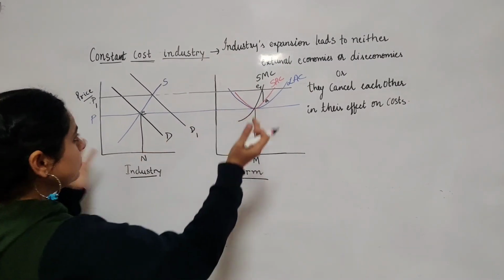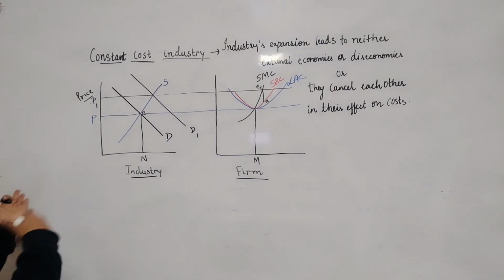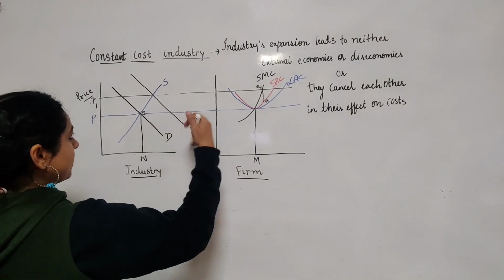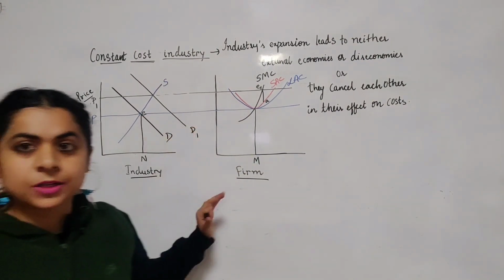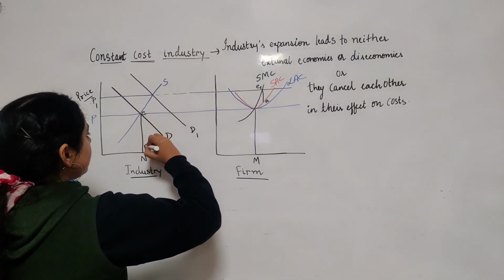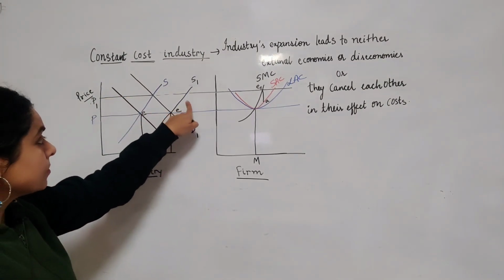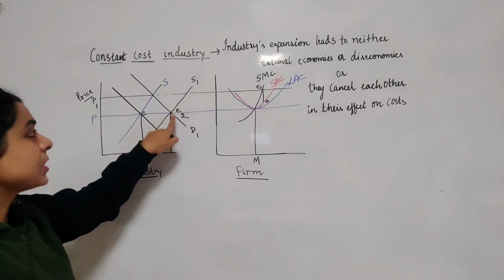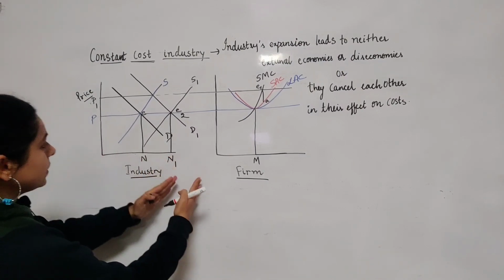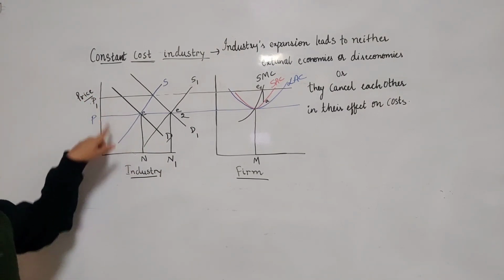So new firms will be attracted by this excess profit, and when new firms enter the industry, the industry will expand, but in this case there will be no change in the cost curves because it is a constant cost industry. But there will be an increase in the short-run supply curve. As a result of increase in market supply, the final equilibrium is established at this point E2. As we can see here, there will be an increase in the output of the industry, but there will be no change in the price.